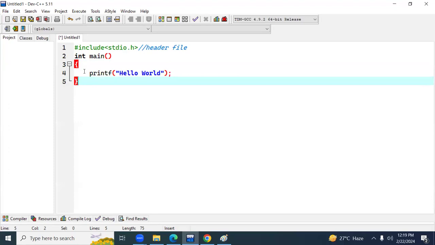Now I want to execute it and see. What do I have to do? I have to check whether there is any compiler error, any problem. So first of all, I have to save this file.